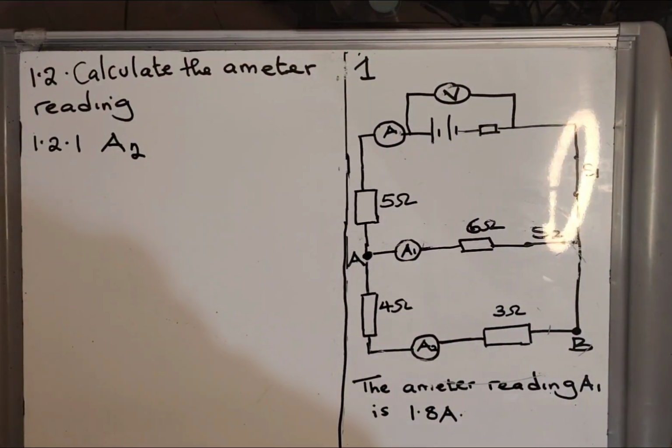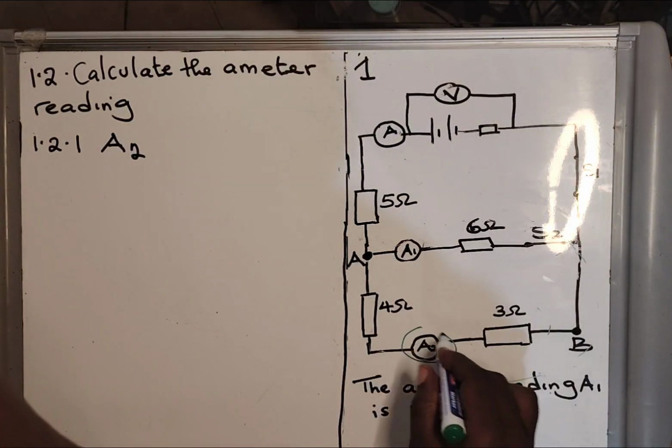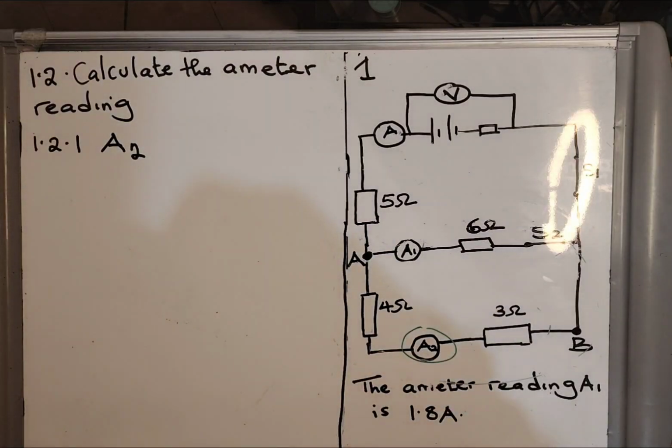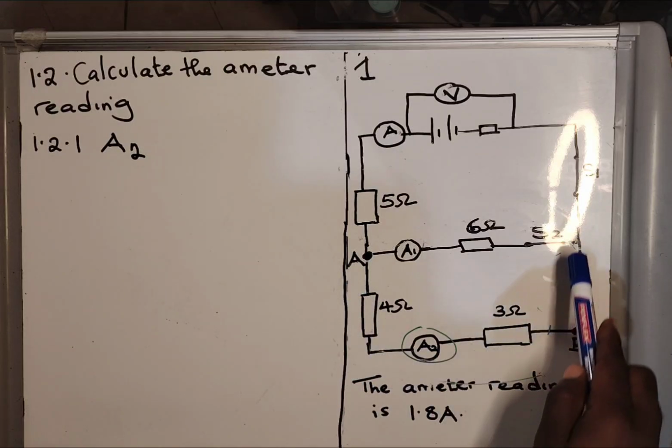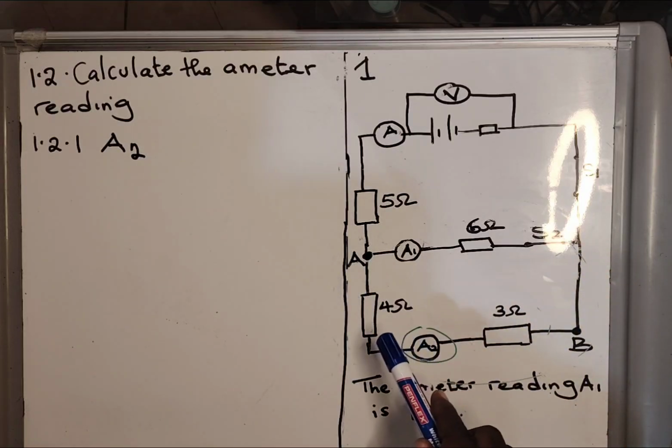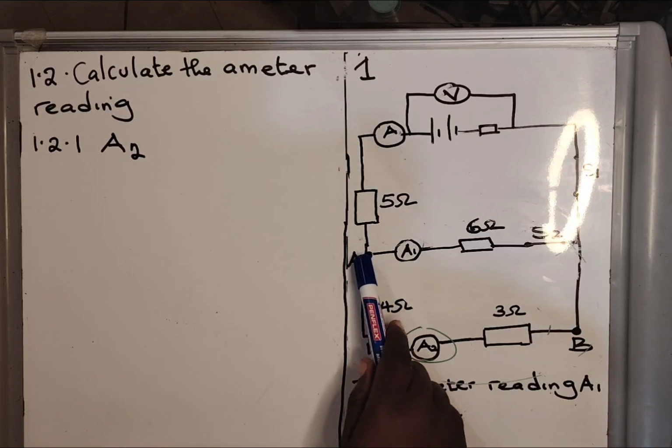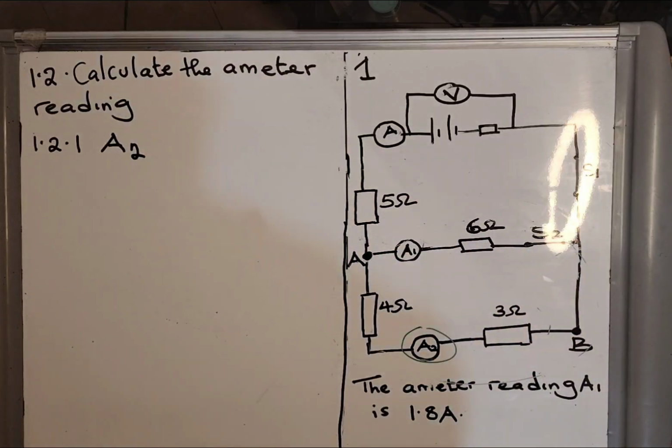There comes our next question. It reads, calculate the ammeter reading A2. What you have here is our A2, this one is what we need to find. Now, you have to know that A2 is in the second branch of the parallel connection, and we have the first branch of the parallel connection, which is this one.